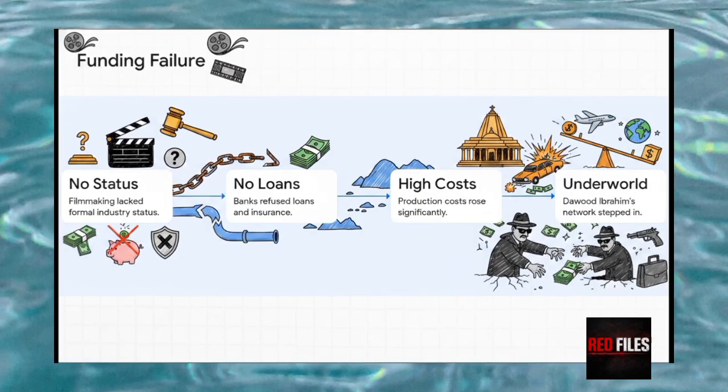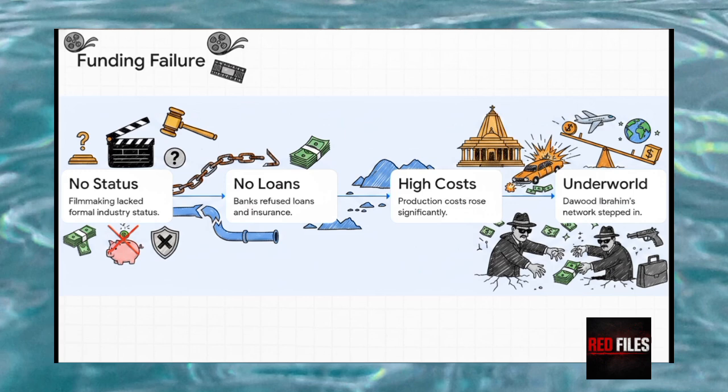The 1980s brought a massive, system-wide bureaucratic crisis for Bollywood. Despite its huge cultural footprint, filmmaking somehow hadn't yet been granted official industry status by the state. And this set the perfect stage for a hostile financial takeover. Let's break it down. Step 1, because there was no formal industry status, Step 2 naturally followed. Banks completely refused to provide loans, and insurance was just simply unavailable. There was literally zero transparent system for funding.